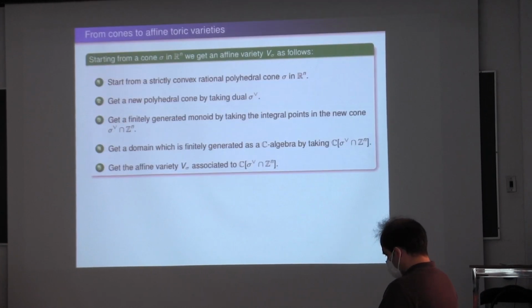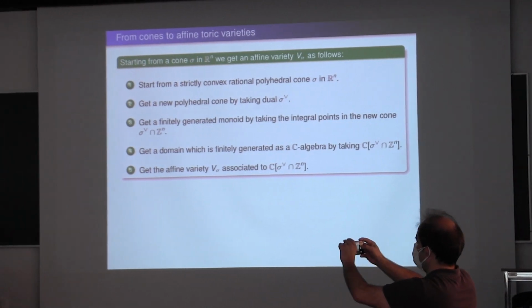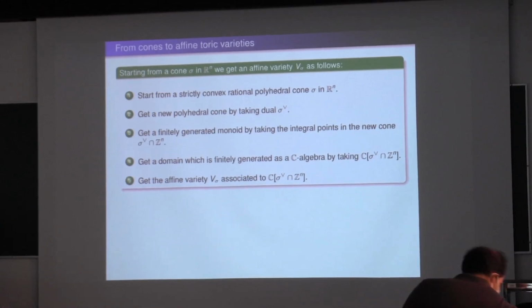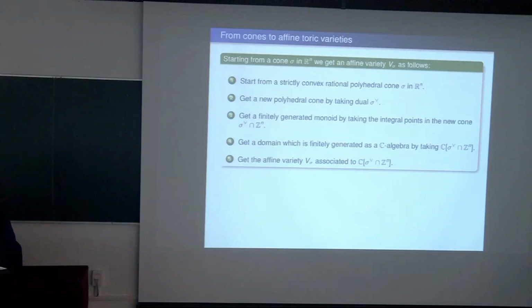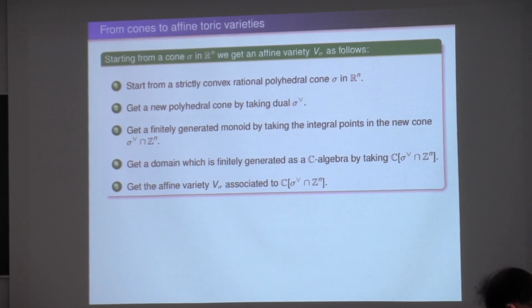Let me go here. Let's start recalling these procedures that we just discussed. One of them was to, starting from a cone, produce an affine variety, and then later, starting from a collection of cones that fit nicely, produce an abstract variety. So let's review how that happened. So from cones to affine toric varieties.